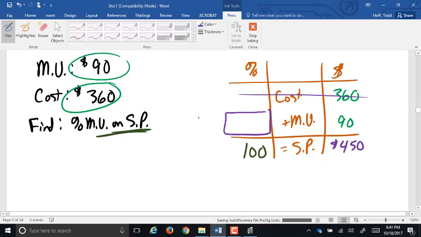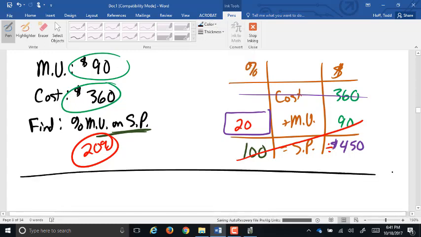So that's what we're looking for. So I'm going to ignore that top row. 100 times 90 divided by 450 is 20. Any questions there?